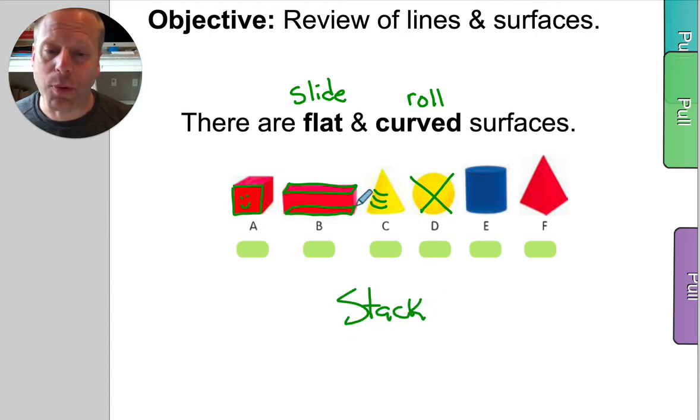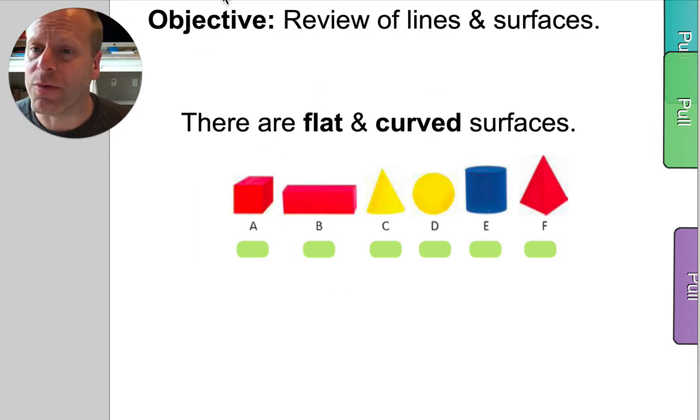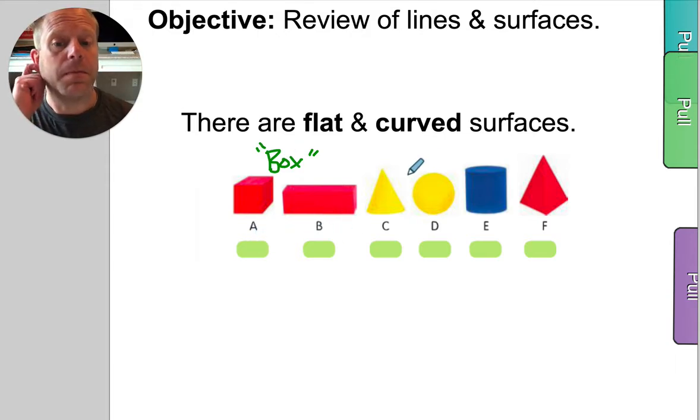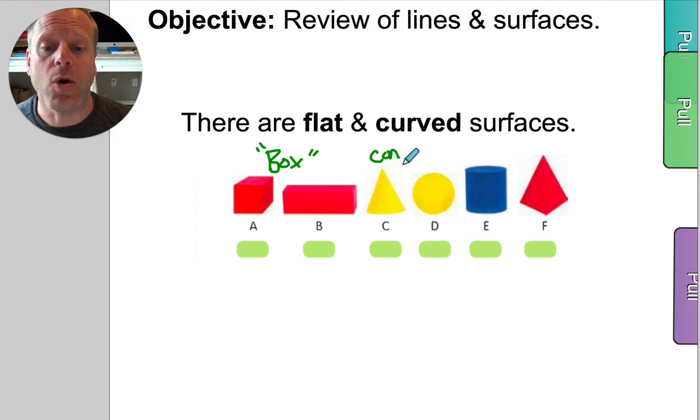The last thing you probably want to do as you move through this chapter is just refresh your memory as to what these shapes are called. I would call these 2 boxes. And these boxes do have names like cube and rectangular prism. I would call this a cone, I would call this a ball or a sphere, a cylinder, and a pyramid, right? You could call it a can, though, if you weren't sure.